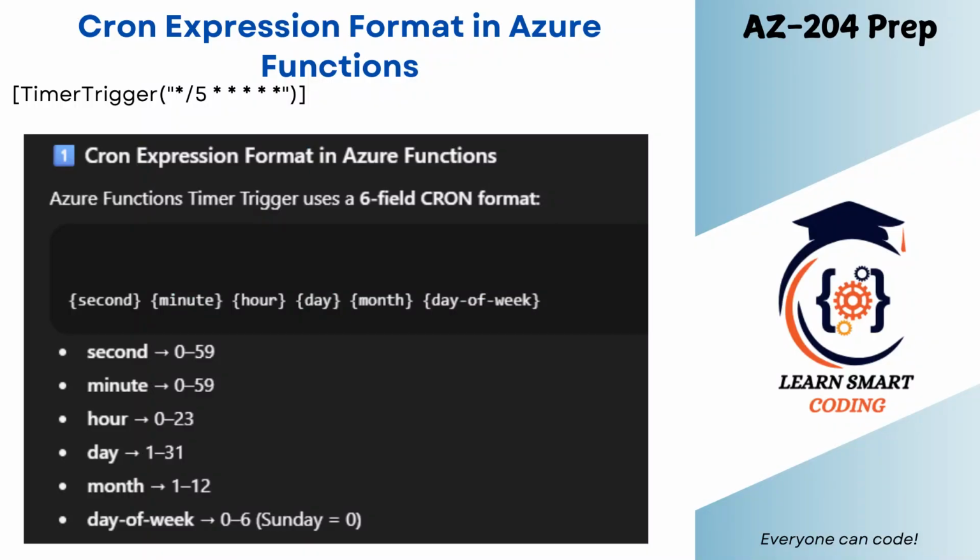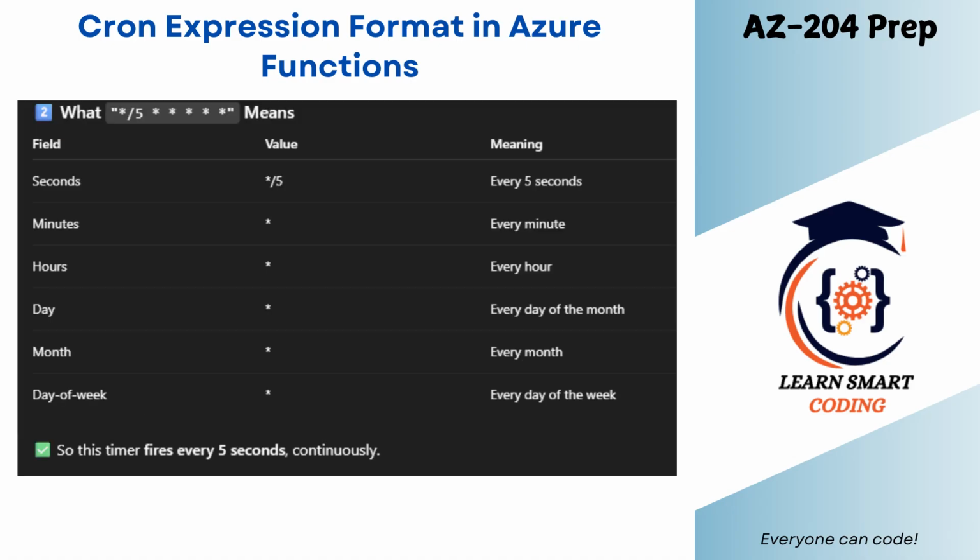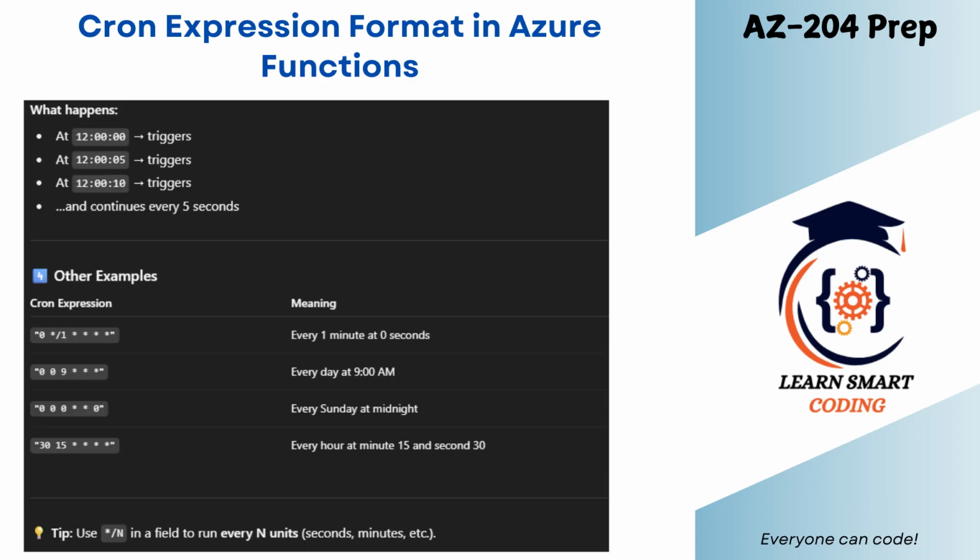If you look at this screen, we have seconds, minutes, hours, days, month, and day of week, and each one has a value. If you have the first one as */5, it will run every 5 seconds. There are other examples, and based on what you put here, it will run on a different interval. For example, every 1 minute at 0 seconds, every day at 9 p.m., every day at 9 a.m., every Sunday at midnight, every hour at minute 15 and second 30. So there are different ways of using it.